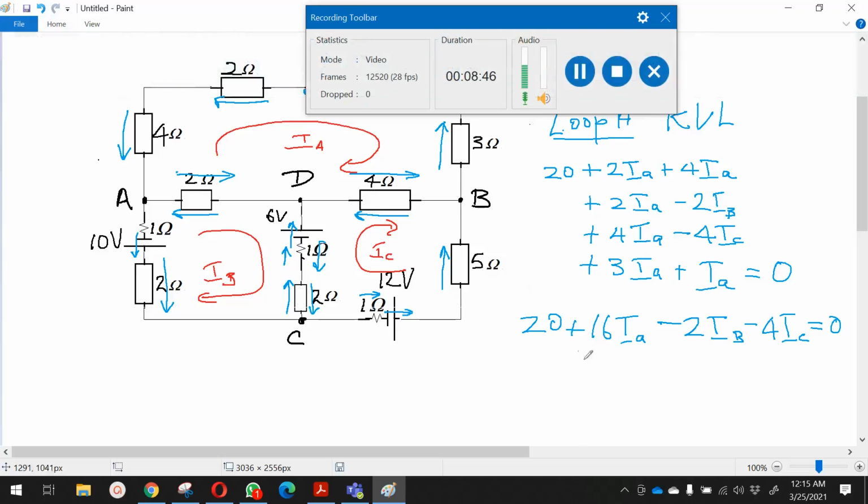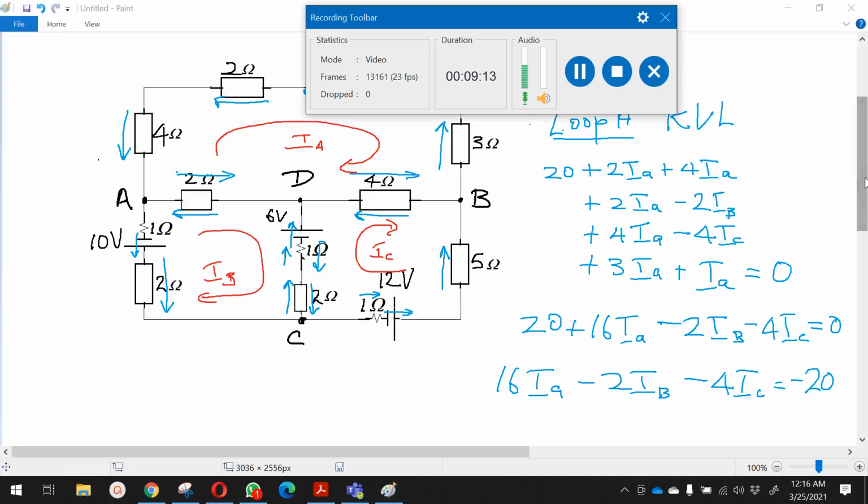Now I want this to look like an equation, so I'll take that 20 across to the other side. So my equation 1 will be 16 IA minus 2IB minus 4IC equals negative 20. And that is my first equation.